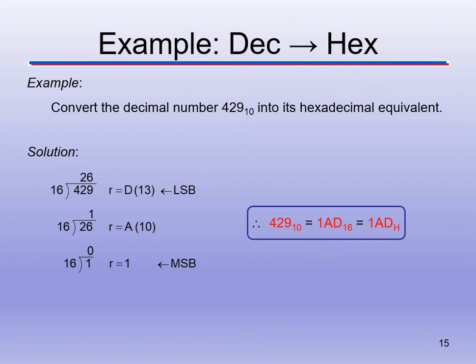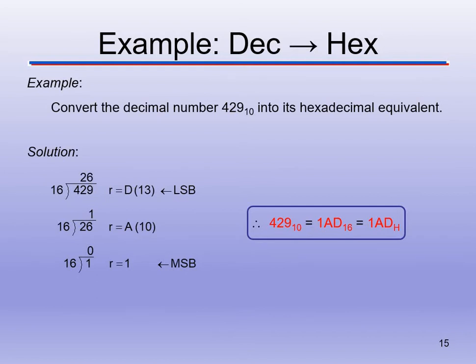We don't write 13, we write the letter D. Okay, because going back to that table that I had in the previous slide, that's what that is. So our remainder is 13. So now we got to take 26 and divide it by 16. It goes in one time, okay, and then 16 times 1 is 16, so you got to take 26 minus 16, which is 10, but we don't write 10 in hexadecimal, we write the letter A, because in the table, A is equivalent to 10.